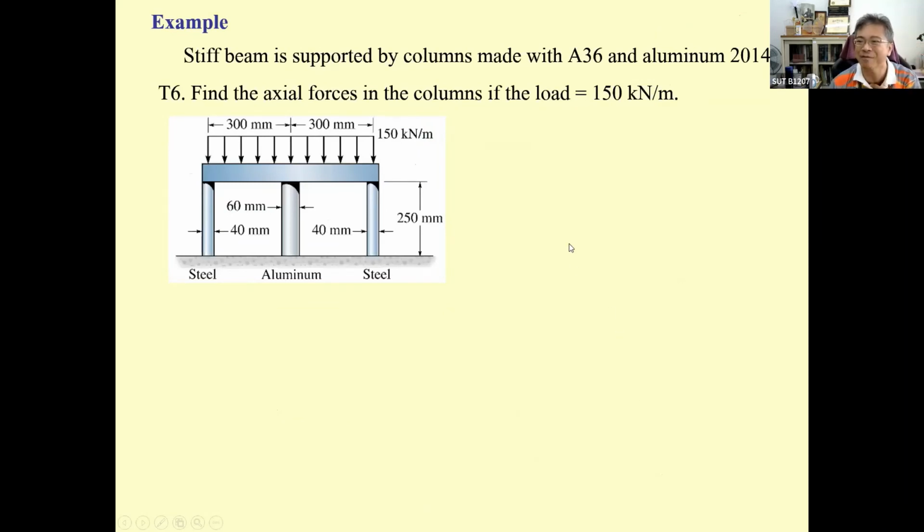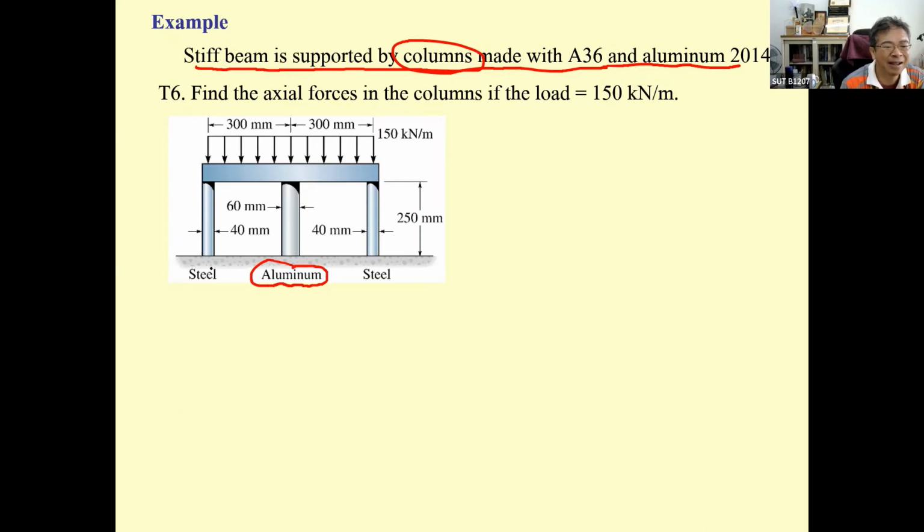Now, we have another example. We have a stiff beam again, and it's supported by the column, and the column is made of aluminum. The others are made of steel, and it is subjected to 150 kilonewton per meter. This structure, if you see it, is symmetric. They ask us to find the axial force in the column.